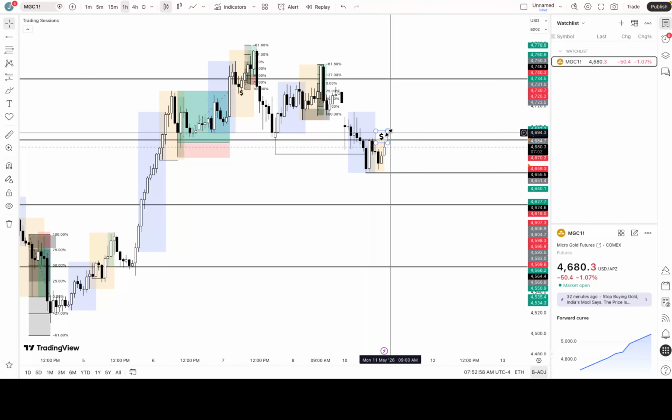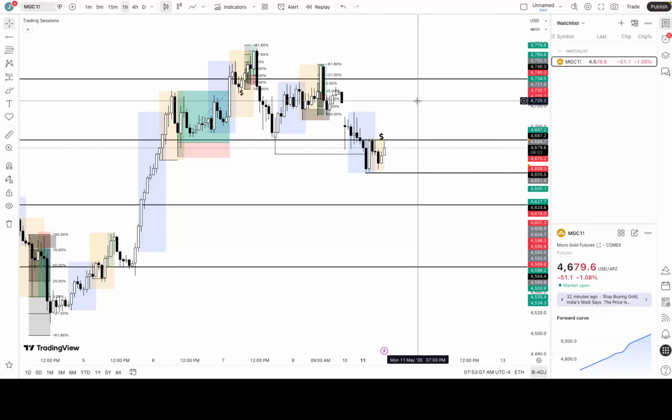Yeah. If we see a close above here and then a pullback, then I'll probably look. I wouldn't look for buys, honestly. I don't see price doing that. But if we do see price doing that, that's gonna be very interesting conditions to trade in.